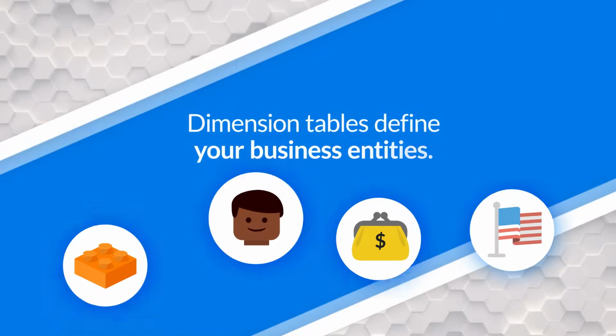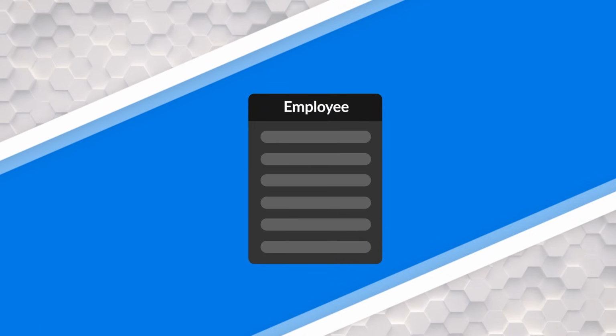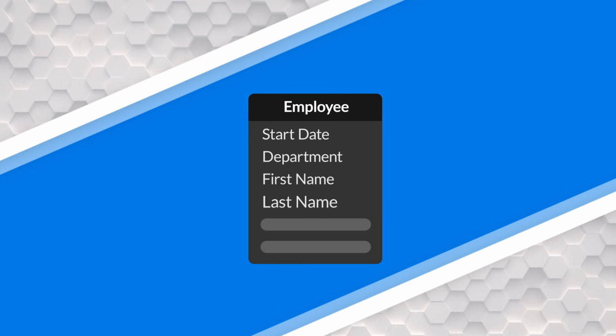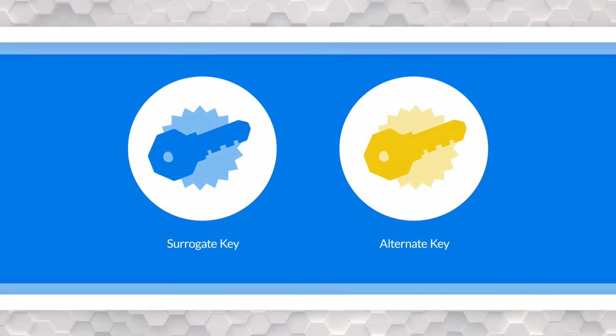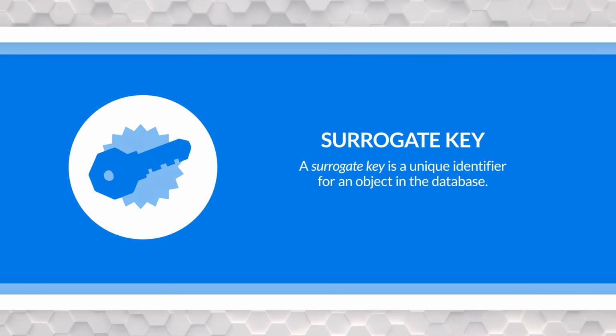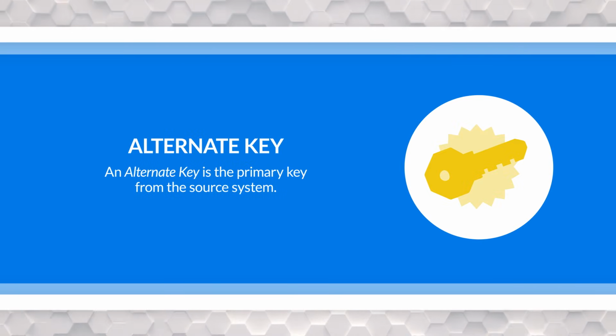Within that dimension, you have attributes. For an employee, you may have their start date, the department they work in, their first name, their last name, and so on. But there are two special columns on that dimension, one called the surrogate key and one called an alternate key. The surrogate key is usually the primary key that's defined within the data warehouse. The alternate key is the primary key from the source system. The dimension is typically used for grouping or filtering data when you're doing analytics against your data warehouse.